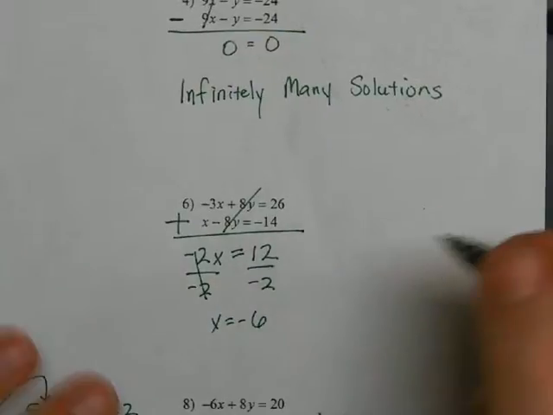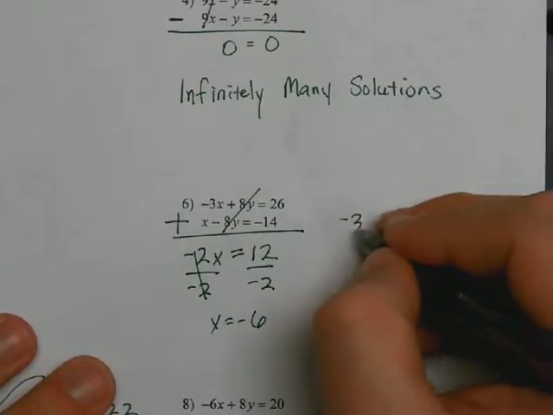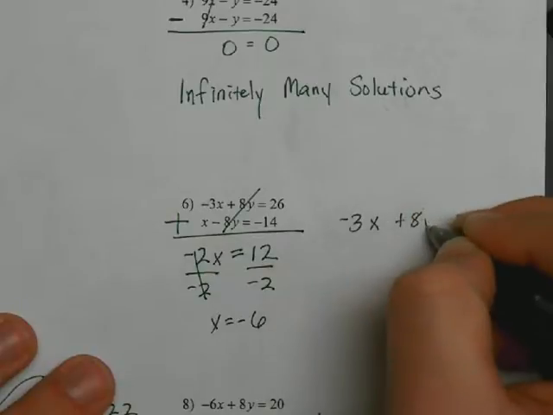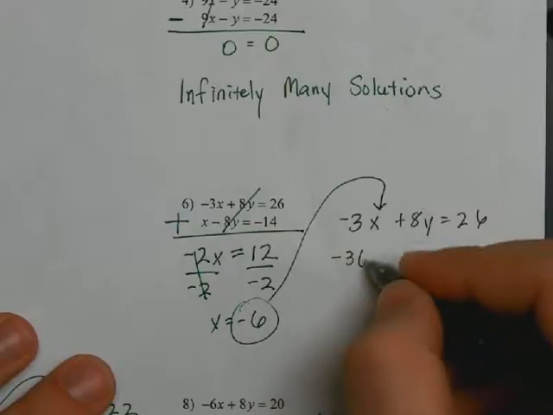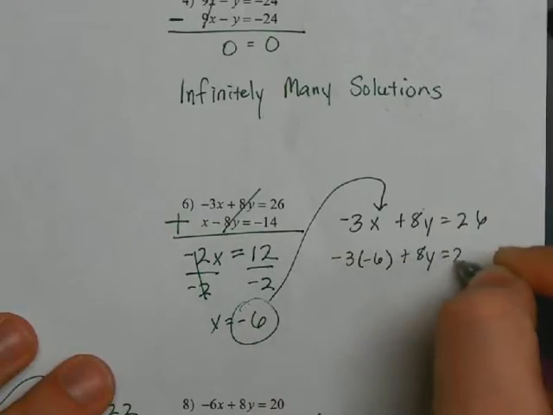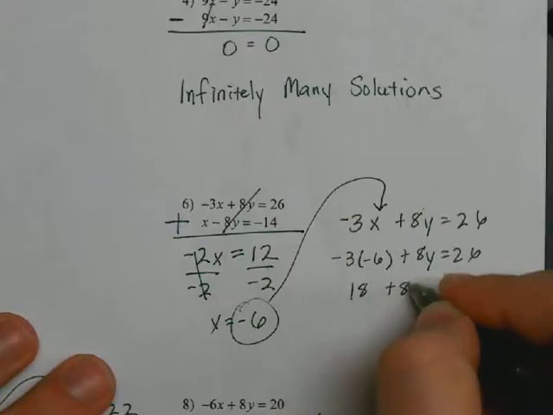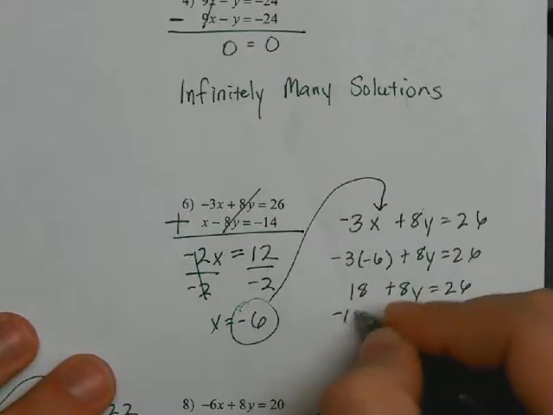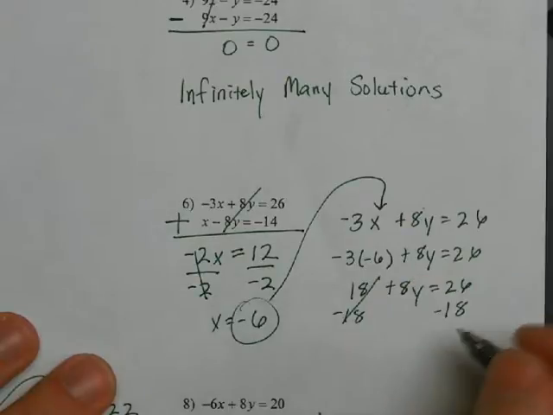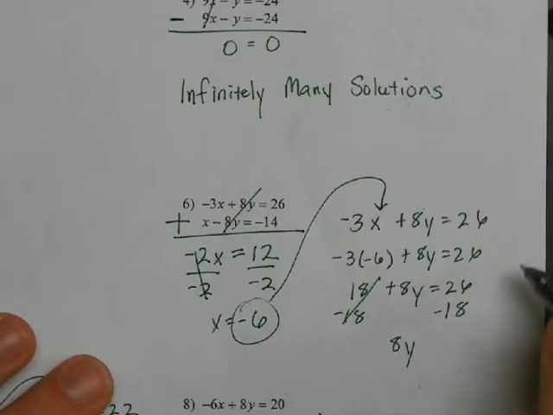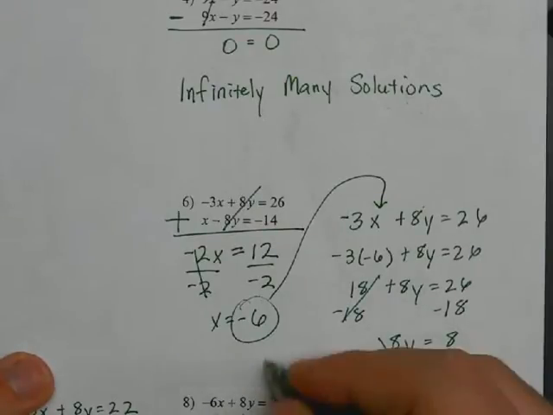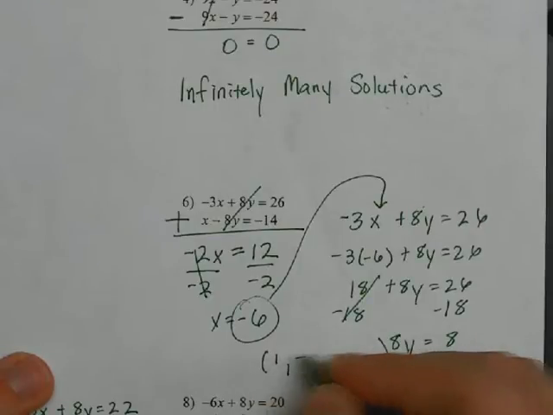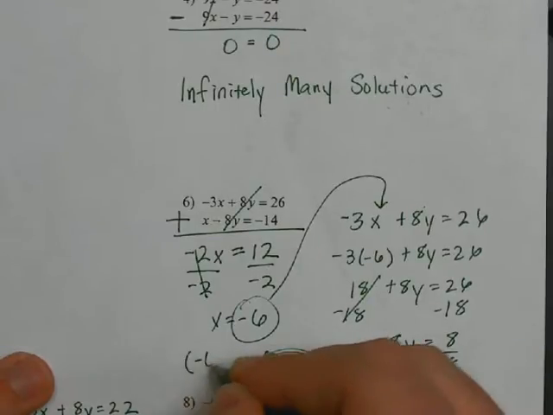Pick an equation and substitute that into. I'm just going to substitute it into the top equation, negative 3x plus 8y equals 26. So substitute that into the x, and I get negative 3 times negative 6 plus 8y equals 26. That's 18 plus 8y equals 26. I'm then going to subtract 18 from both sides. When I do that, I'm left with 8y, and then 26 minus 18 is 8. Divide both sides by 8, and then I get y equals 1. So I got negative 6 comma 1.